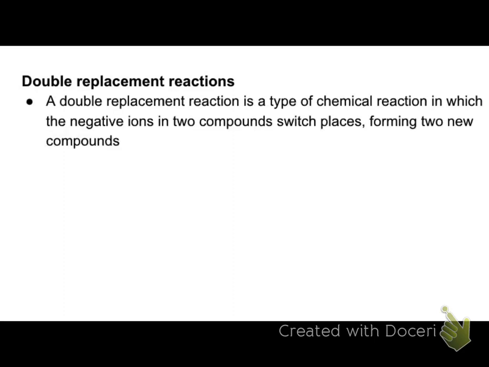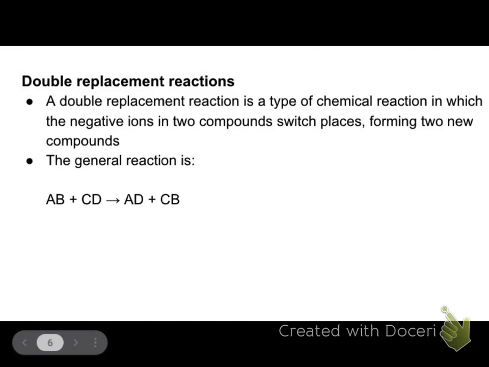The fourth type of reaction is a double replacement reaction. This is very similar to a single replacement reaction, but instead of just having one element that's by itself replace something in a compound, what happens is you have two compounds, and ions from those compounds switch places. So the general reaction would be if you had compounds AB and CD, then elements B and D that are in those compounds are going to switch places. And so as a result, you'll wind up with compound AD and compound CB.